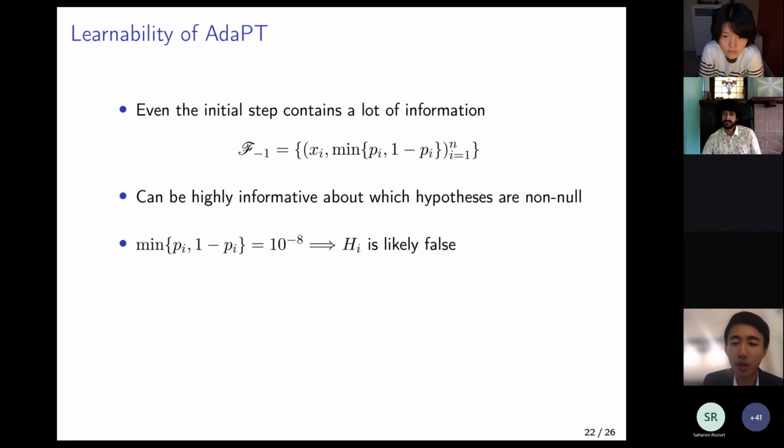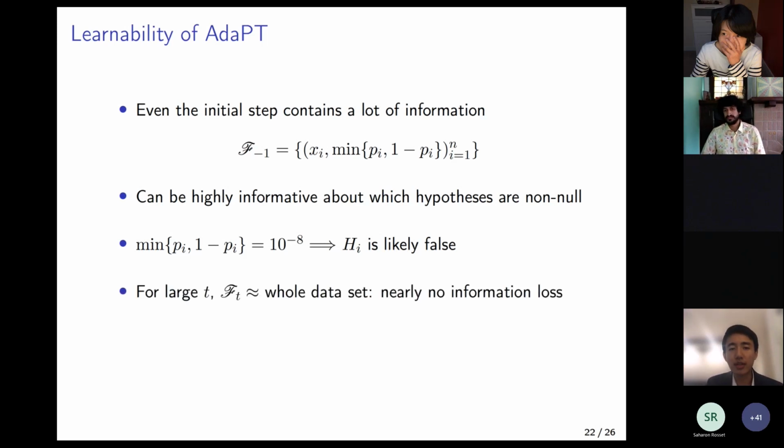For example, if you observe that the minimum of p and 1 minus p is 10 to the minus 8, that means this H_i is most likely false, because compared to 10 to the minus 8, the chance that you get a p-value as large as 1 minus 10 to the minus 8 is very small. So even if we mask one bit of information, this doesn't really remove that much information in the multiple testing context. And also, as we move along, we get more and more information.